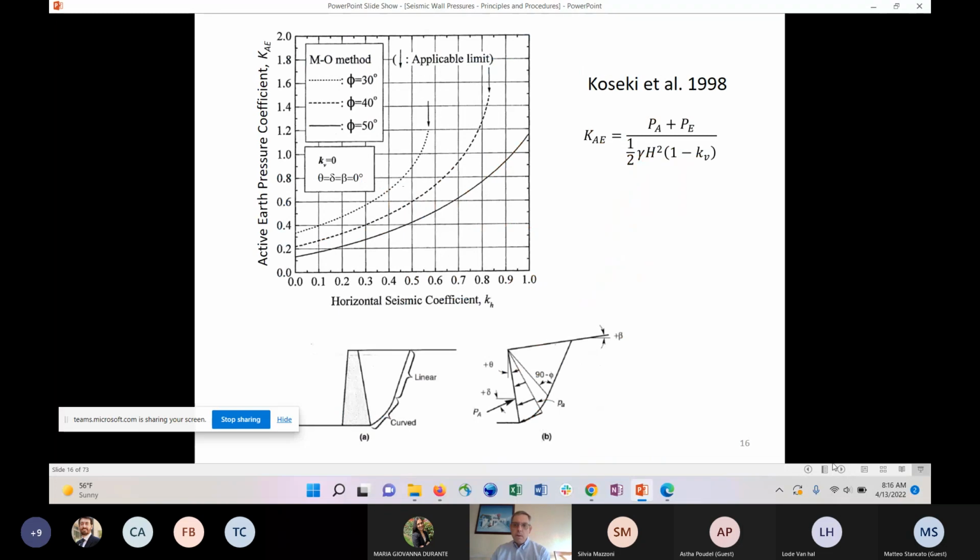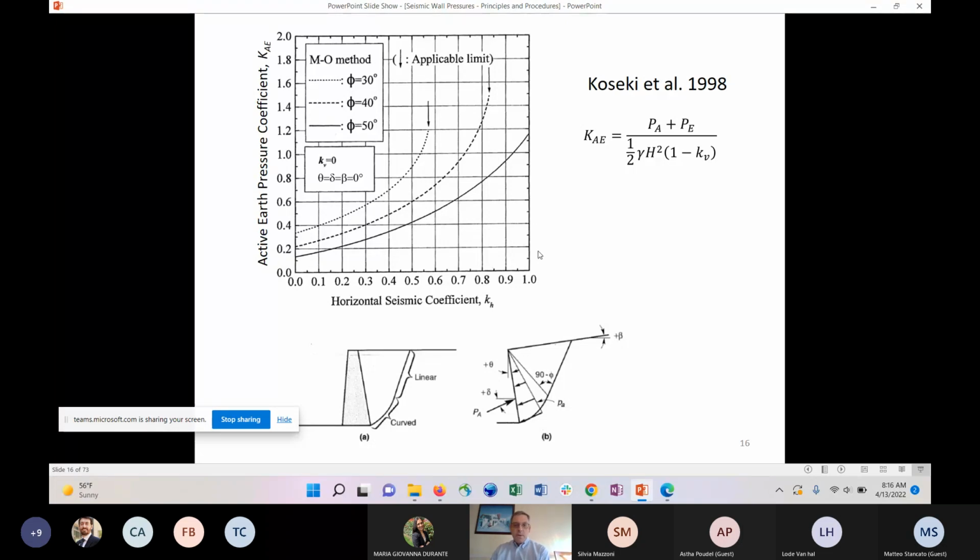One of the relatively recent presentations of this limit state approach was by Koseki et al. 1998. And what they're showing here is this active earth pressure coefficient, which combines both the active and the earthquake increment in a dimensionless form. The horizontal axis is essentially related to the ground acceleration, the horizontal seismic coefficient. So you see when it's 0, you still have a force, that's the active earth pressure. And then as you go to the right, it's growing because of the earthquake force.